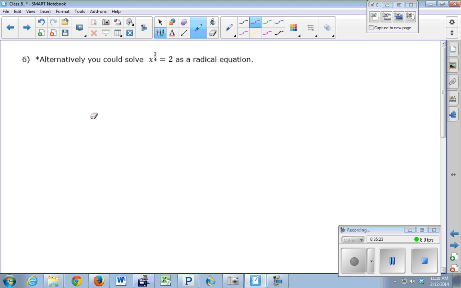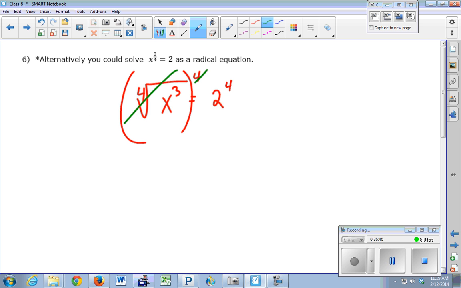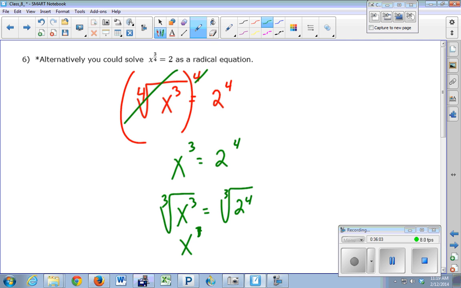alternatively, you could turn this into a radical equation if you wanted to by doing this. Some students actually prefer this approach. You turn it into a radical, and then you say, okay, to undo that radical, I have to raise both sides to the 4th power, and that disappears, it becomes 1, and you get x cubed equals 2 to the 4th. And to undo x cubed, you take the cube root of both sides.